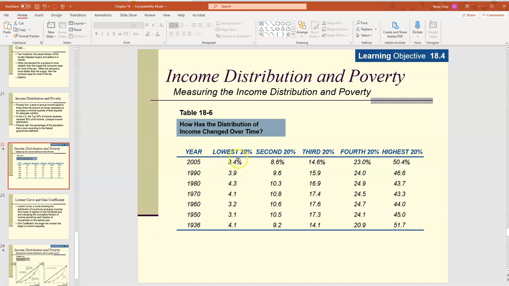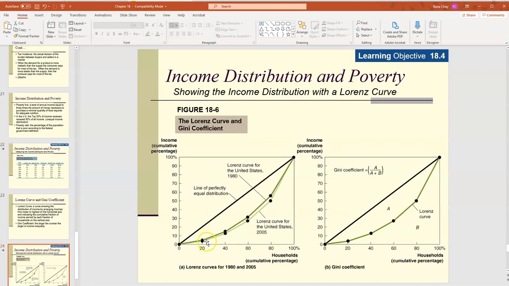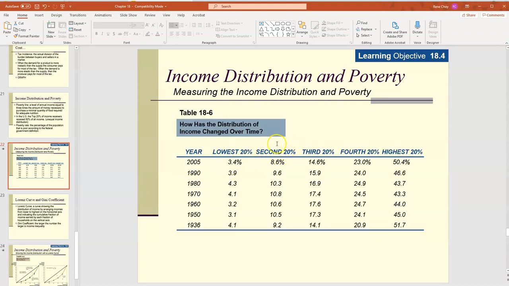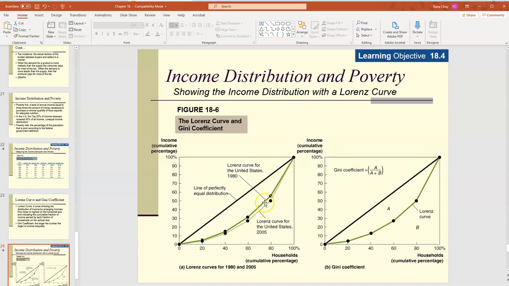This point that you see here at the 20 represents where these meet. So 3.4% of income receivers receive 20% of the income. Okay, so that's why we go to the 20 and we plot it at around 3.4%. Now the 40% of the income receivers receive the accumulated amount of the bottom 20 and the next 20. So 40% of income receivers receive 8.6 plus 3.4. When you put those two together, it ends up being around 12%. And that's what you see here on the Lorenz curve. At 40% of households, it's about 12% of income.